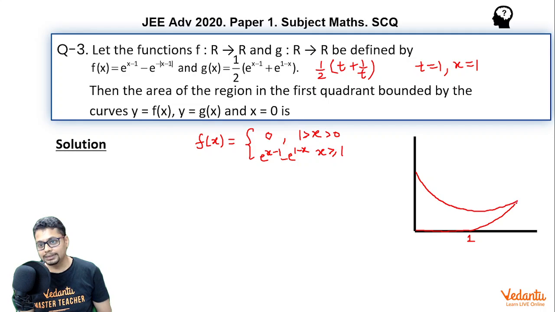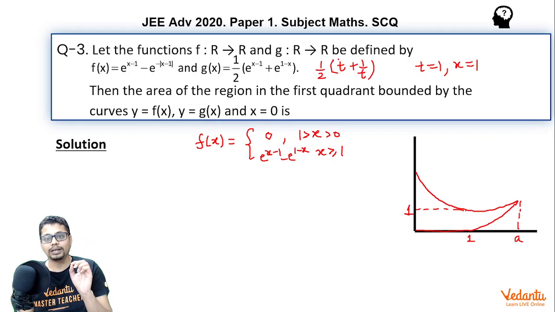and then it increases and meets y = f(x) at some x, say x = a. Now what about this minimum value? If you see carefully, the minimum value will turn out to be 1. Check it out. Why? Because when t becomes 1, that means e^(x-1) becomes 1. 1 + 1/1 is 2, times half is 1. So definitely g(x) will be greater than f(x) at x = 1.